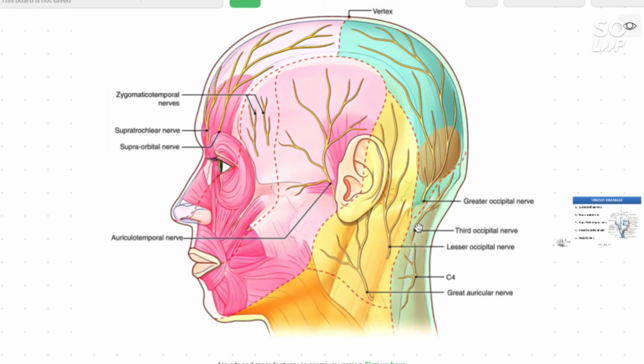And the third one is the lesser occipital nerve, which is derived from the anterior ramus of C2 and supplies the skin posterior to the ear. This is your ear, and posterior to the ear is supplied by this lesser occipital nerve. You can see it in this picture. Now let's talk about the great auricular nerve, which is derived from the anterior ramus of both C2 and C3 and supplies the skin posterior to the ear and over the angle of the mandible. You can see this is the mandible, and it supplies behind the ear and right down there. So this is the nerve innervation of the scalp.